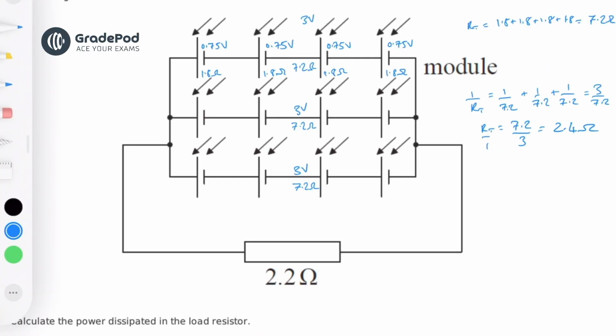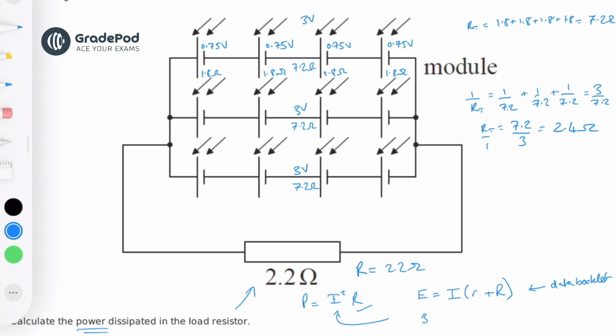The diagram below shows the module connected to a load resistor, so there's a big resistor, big R, a load resistor of 2.2 ohms, and we want to know what the power dissipated in that load resistor is. So to find out the power dissipated, we use P equals I squared R, and we know what R is, but we want to find out what I is. So we're going to use the equation for EMF and internal resistance. You can probably find that in the data booklet.